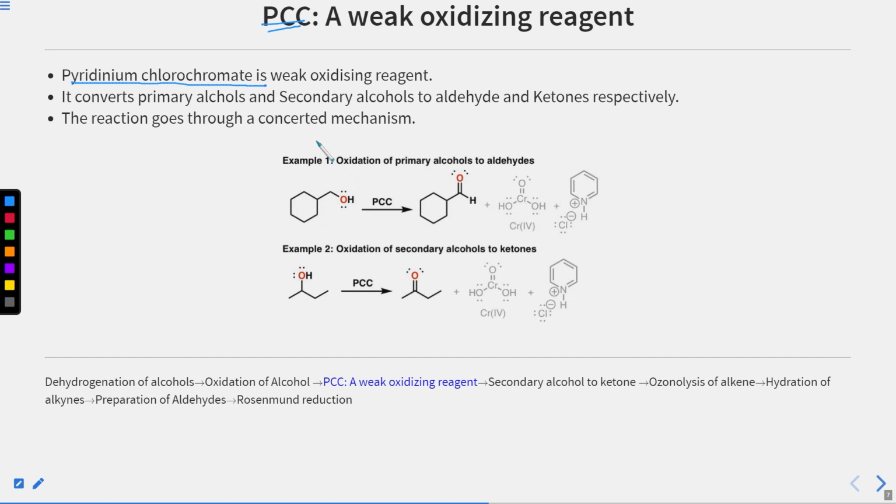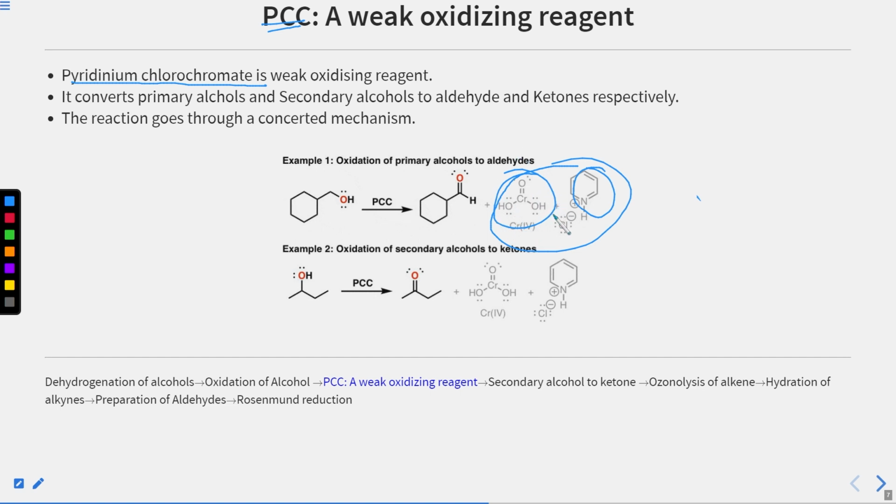Why is it called so? Here is the structure of pyridinium chlorochromate. This base is called pyridine and this is called chromate. So its structure looks like this. If it is not clear, let me demonstrate it for you. We have a chromium here which is attached to three oxygens. With one it has a double bond and the other two have single bonds. Now the oxygens with single bonds are further attached to hydrogens to complete the octet.